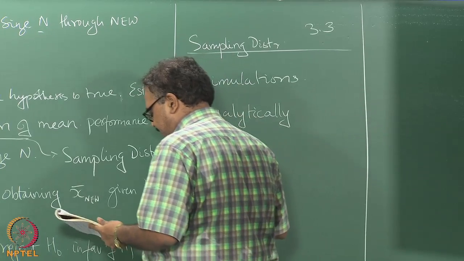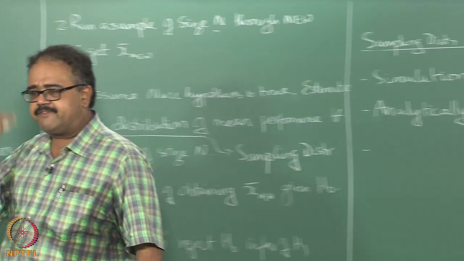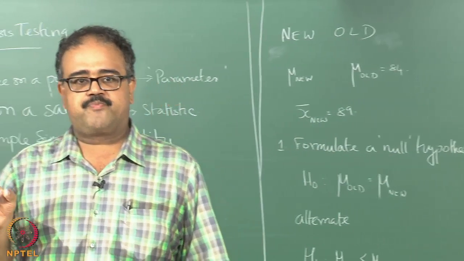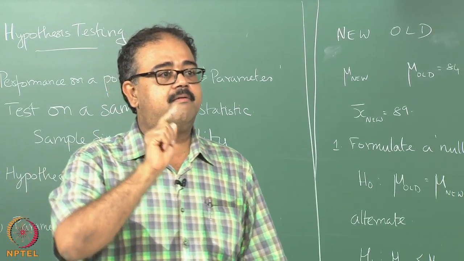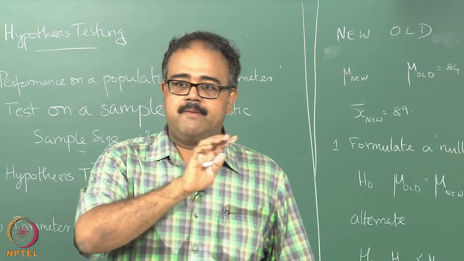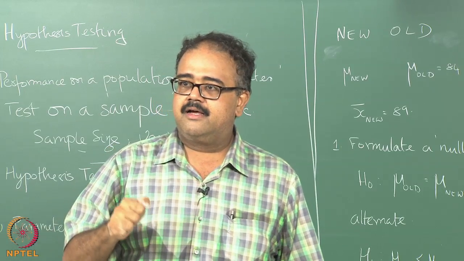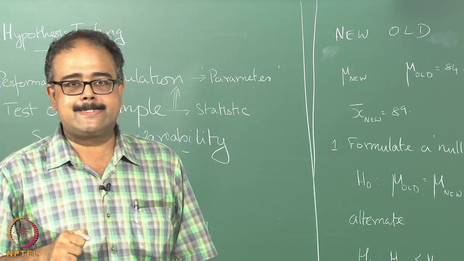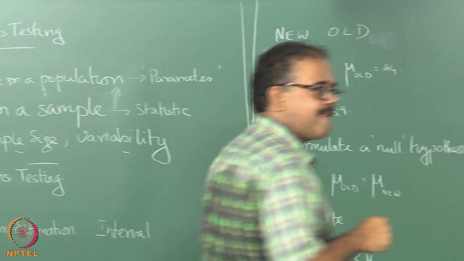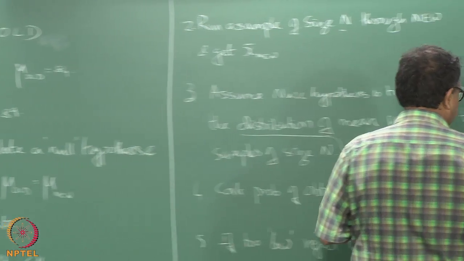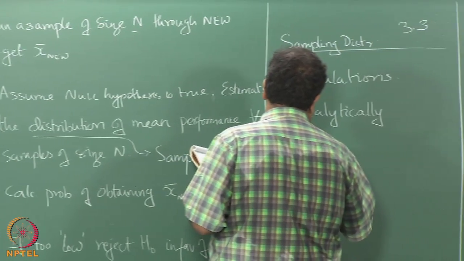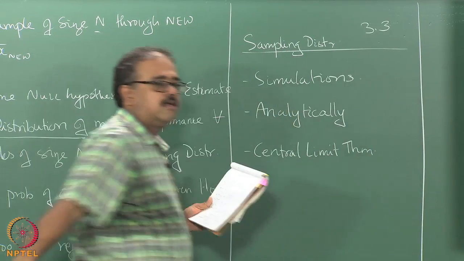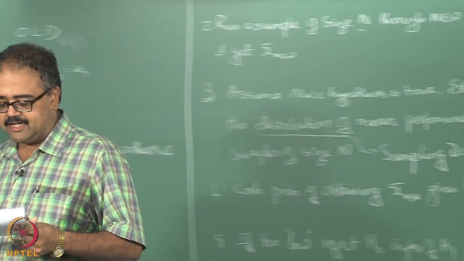Another way is to make use of specific properties of the parameter that you are trying to estimate. In fact, if you are looking to estimate the mean, you have one big advantage. What is that? There is something called the central limit theorem. So what does the central limit theorem say?